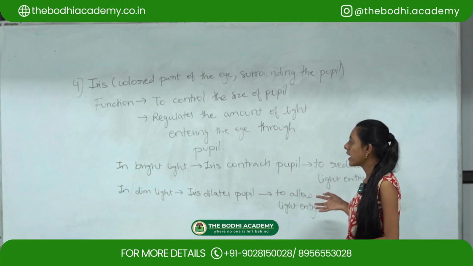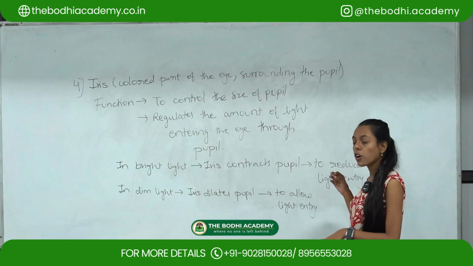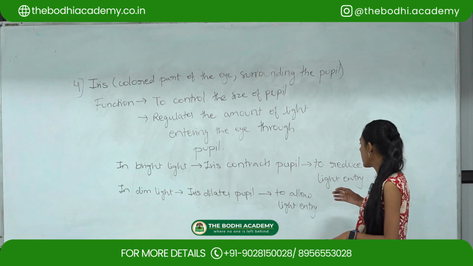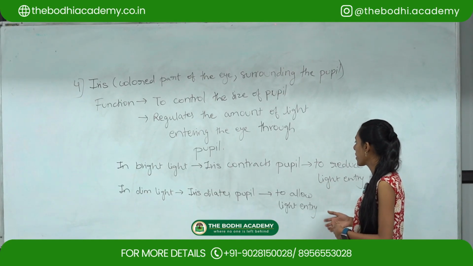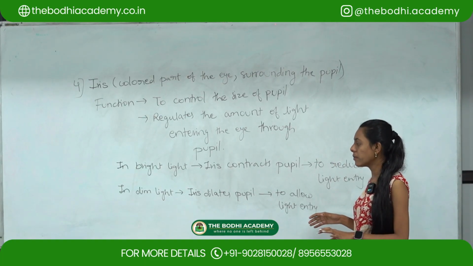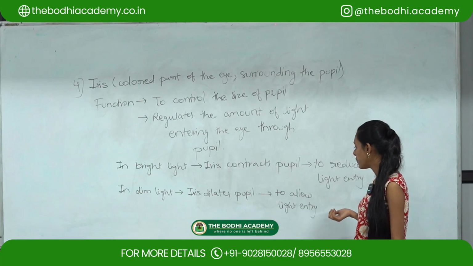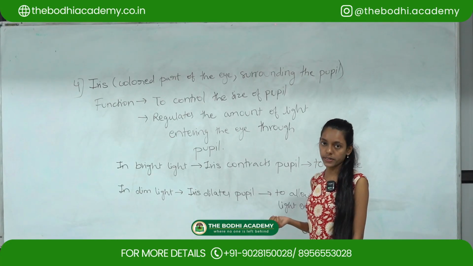When there is bright light, the iris will contract the pupil to reduce the entry of light, and in dim light, the iris will dilate the pupil to allow the entry of light.